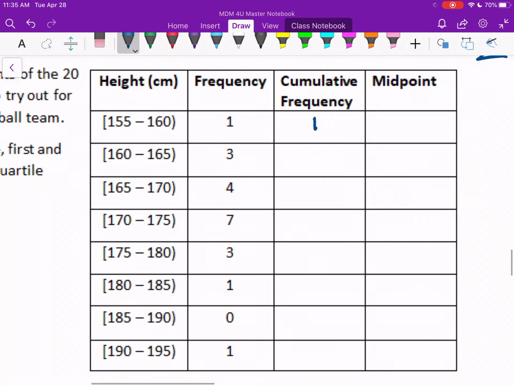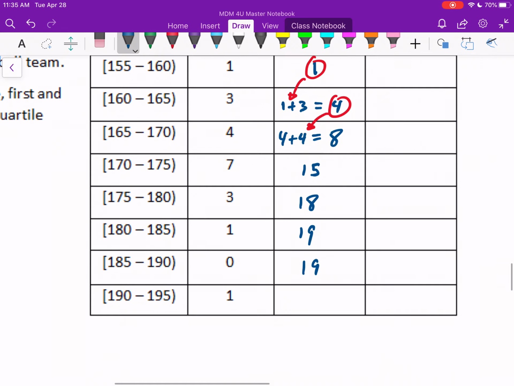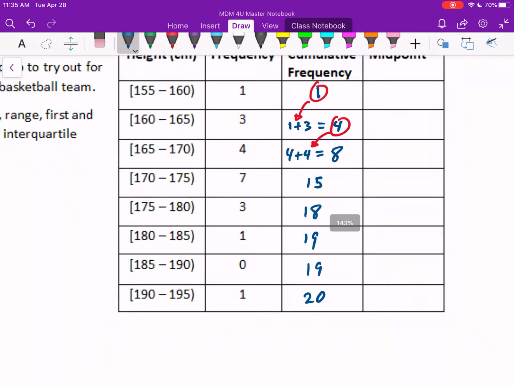Just a reminder, I did this before, but I take this number and add it to the 3 that's already here, and now it equals 4. Then to get the next one, I take this number and add it to the 4 in this row, and I just keep running my total higher by adding each time. So 8 plus 7 is 15, plus 3 is 18, 19, 19 plus 0 is still 19. And then we add 1, and there's our 20. So those are our 20 players.